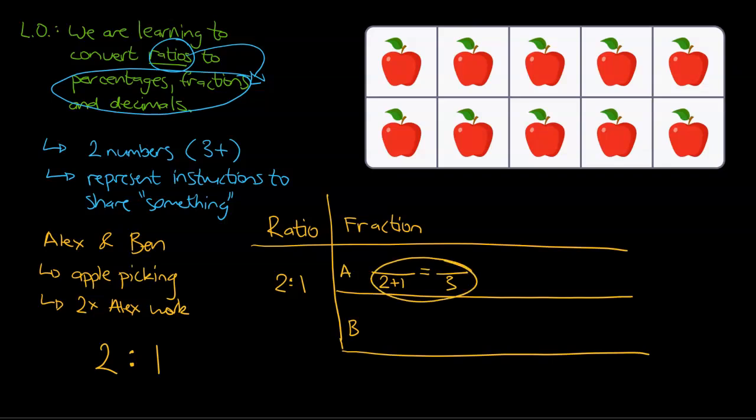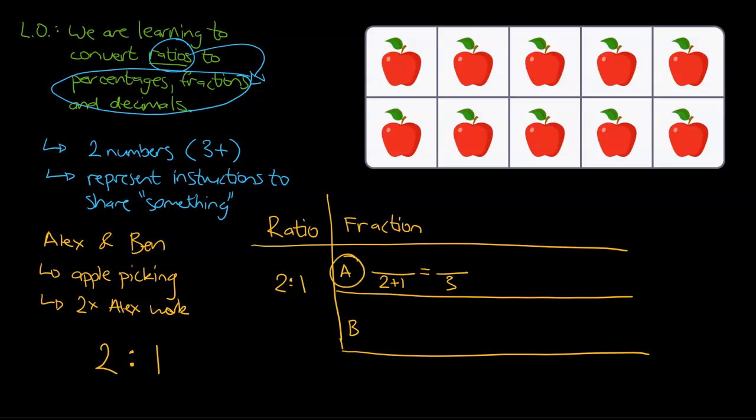So hopefully you can see I've got the denominator. I've left the numerator blank at this stage here. I'm just figuring out how many parts are there, and that's 3. And that's because for this to work, I need lots of 3 apples. That way, one of those apples can go to Ben and the other 2 can go to Alex.